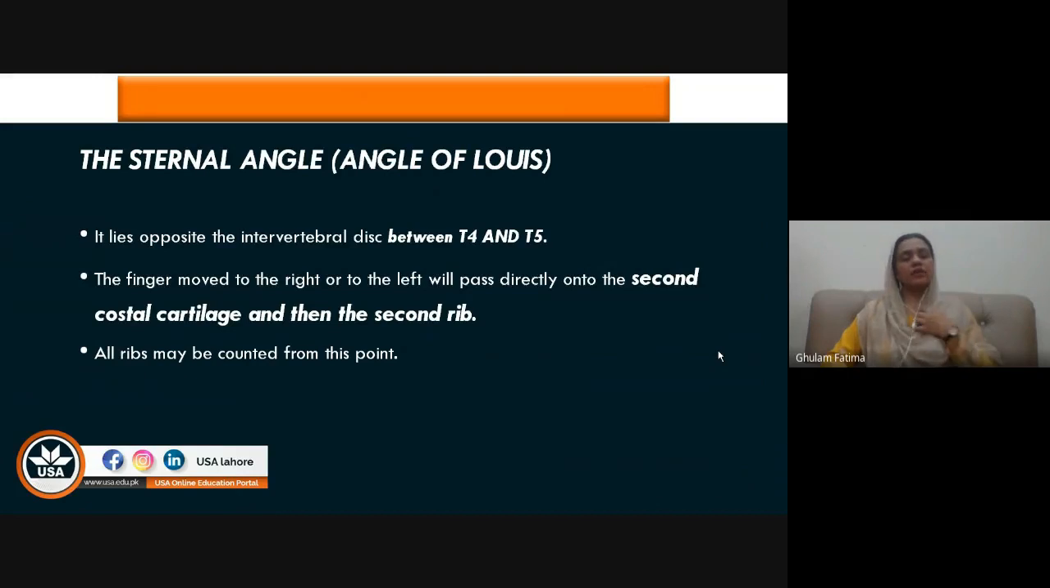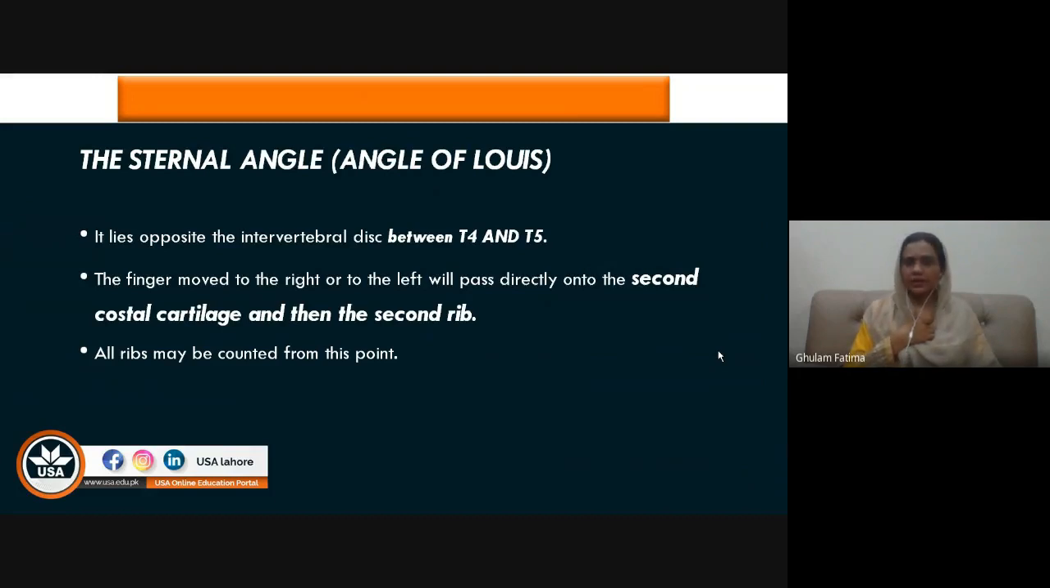Simply, when you move your finger downward from the suprasternal notch, then after a bit you will find a bump, and that bump is actually your sternal angle or angle of Louis. And if you move laterally from that, you will find your second costal cartilage, and again there the second rib is there.